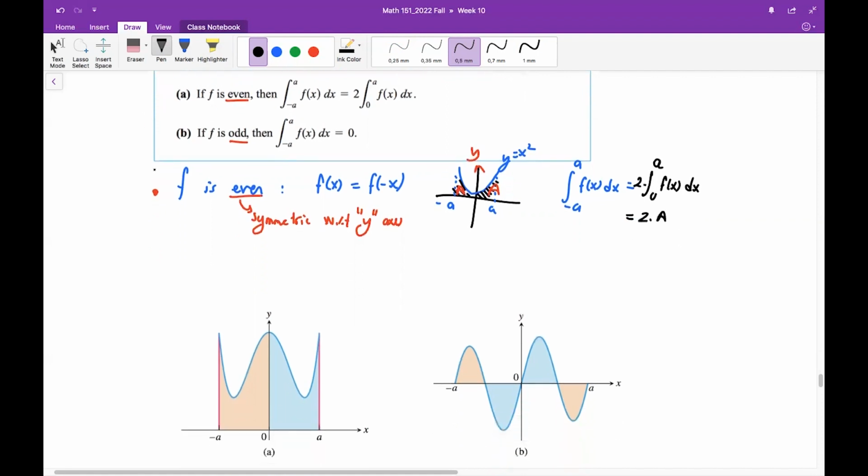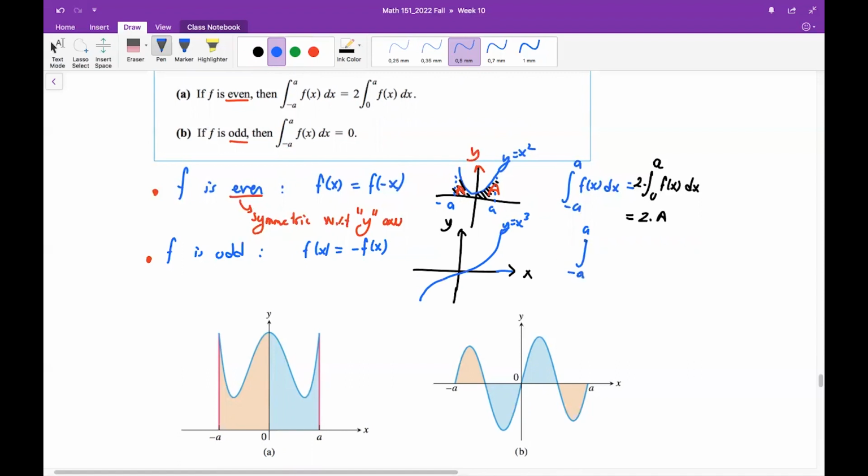Okay, now let's talk about odd functions. If your function is odd, then it will satisfy this equation, and the simplest example of an odd function would be y equals x cubed. So this is the graph of x cubed, with the x-axis and y-axis, and you still want to integrate this odd function from -a to a.